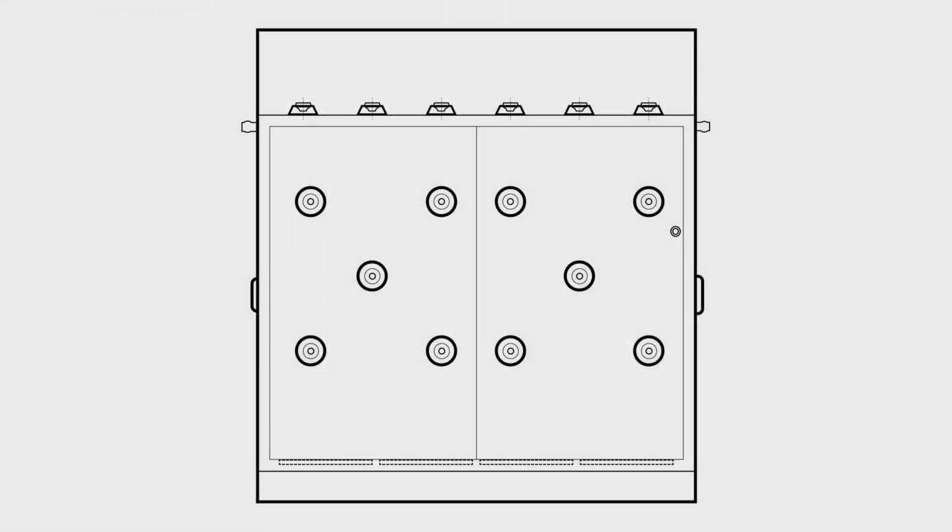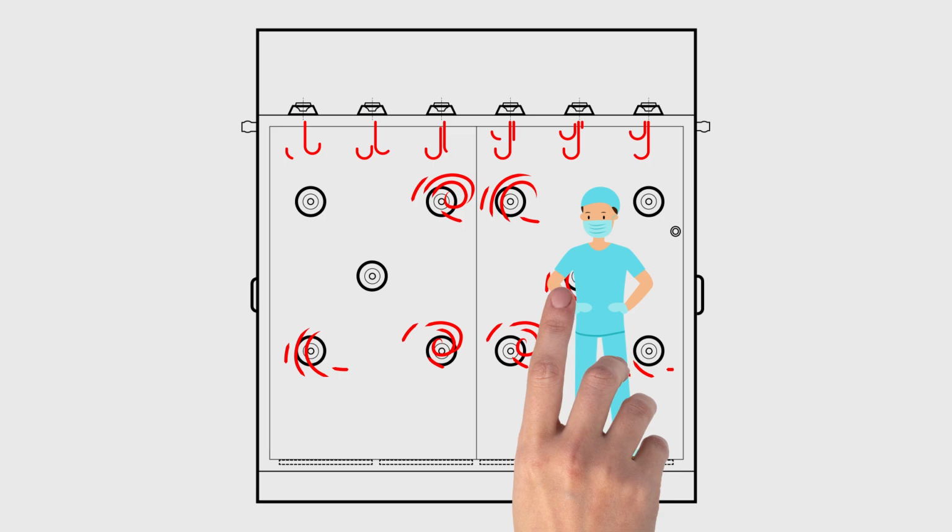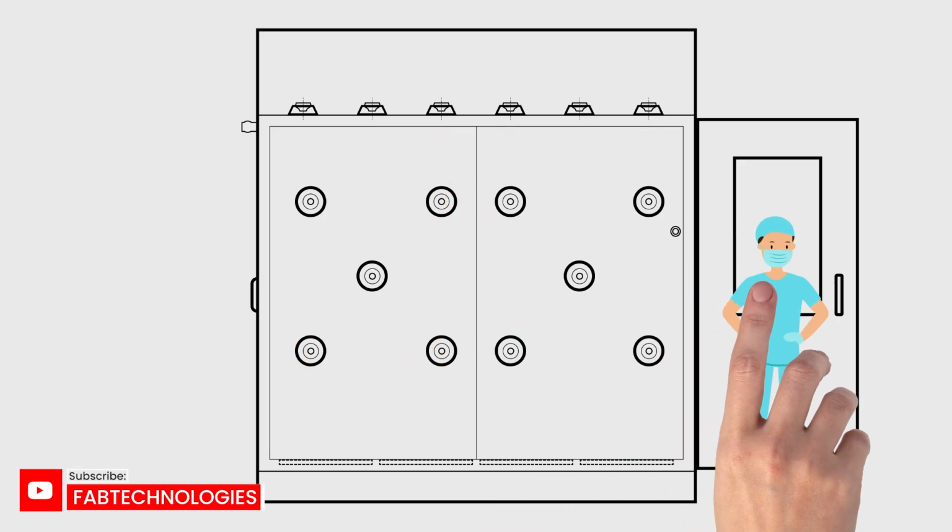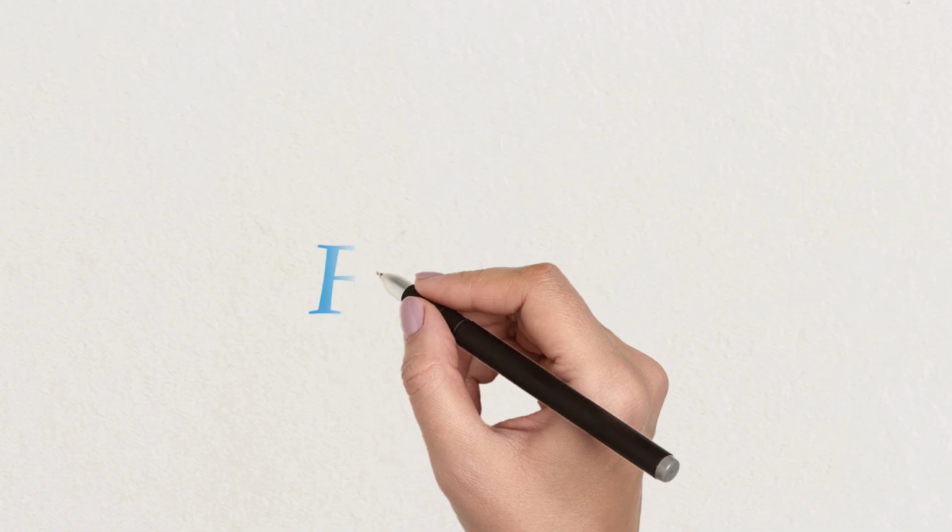The way it works is, you enter the air shower, and as the door is locked, the air flows inside, blowing the contaminants away from your clothes. Once done, the doors are unlocked and you can exit the shower.